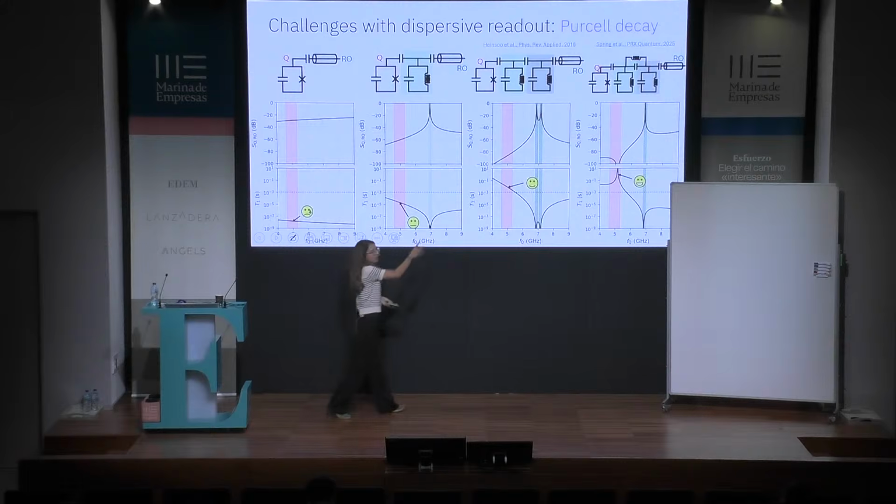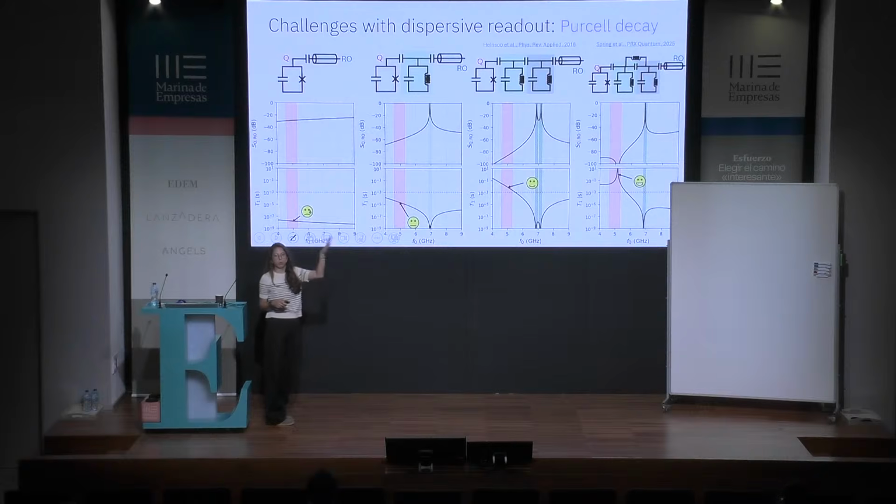Of course, it doesn't mean that if you build this circuit, you will then have a T1 of a bunch of seconds, right? This is the Purcell limit to T1, but you might still have in your chip some other sources of noise or something that could limit it further. But at least you make sure that you don't lose your photons to the readout line.